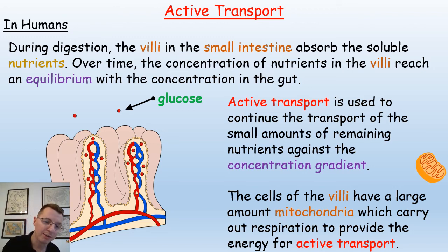So in these villi cells here, and all the cells that are lining the villi here, we have a large amount of mitochondria providing the energy through respiration. So a very useful adaptation of the small intestine to allow active transport to occur.